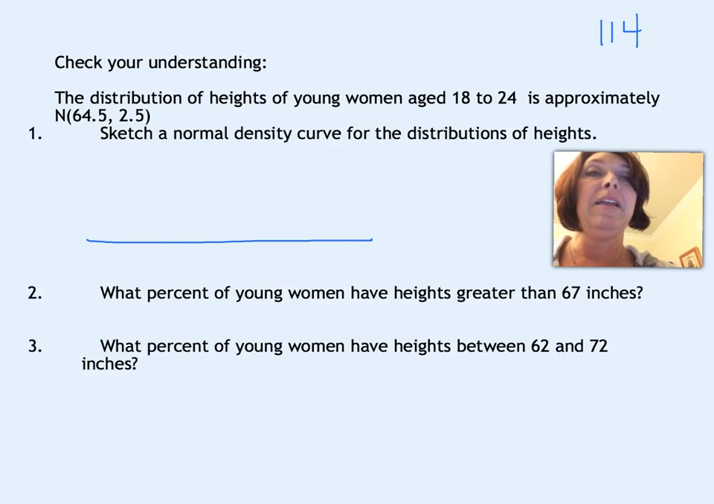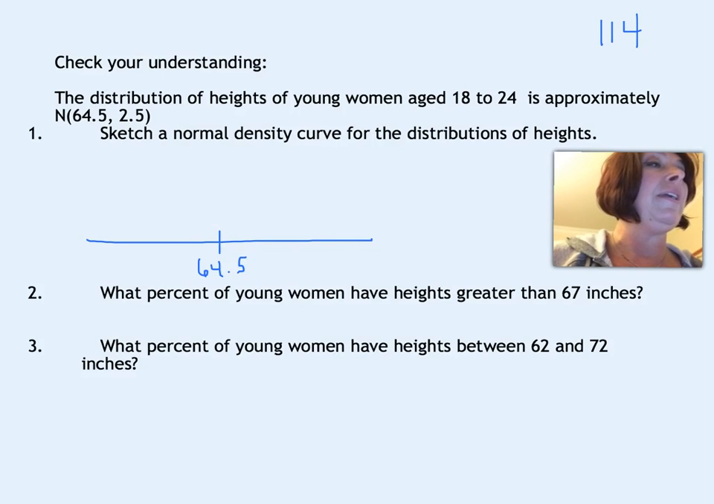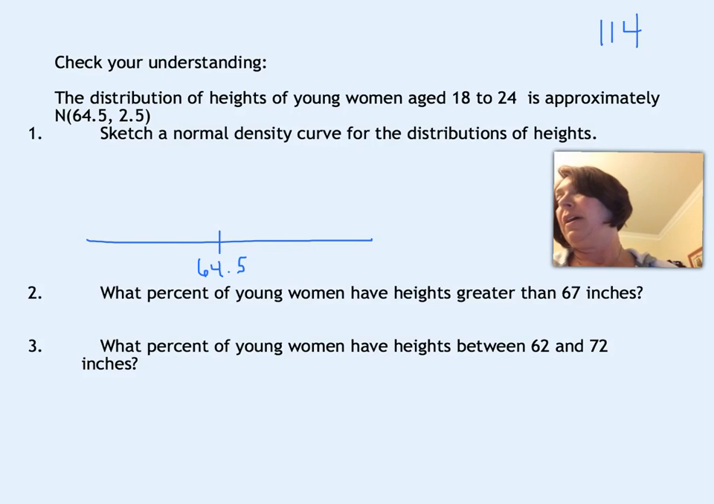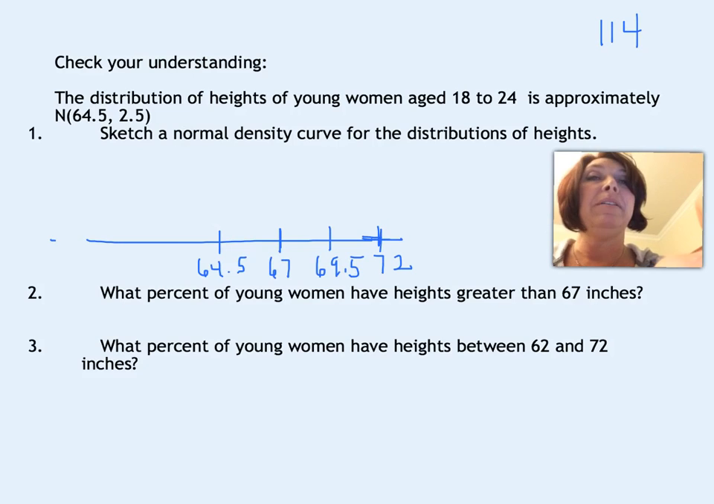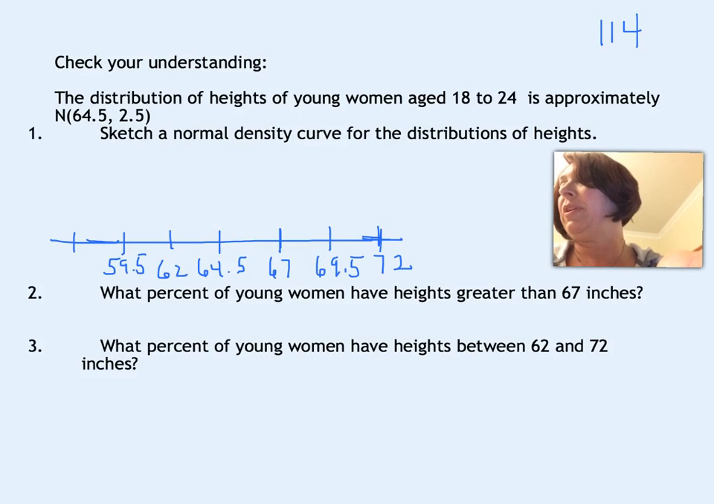So here's my axis. I know that my center here is going to be at 64.5. And then I'm going to find my other points by adding 2.5. I get 67. And if I add 2.5, I get 69.5. And if I add 2.5 again, I get 72. And then likewise, if I subtract, I get 62, then 59.5, and one more down here, I get 57.